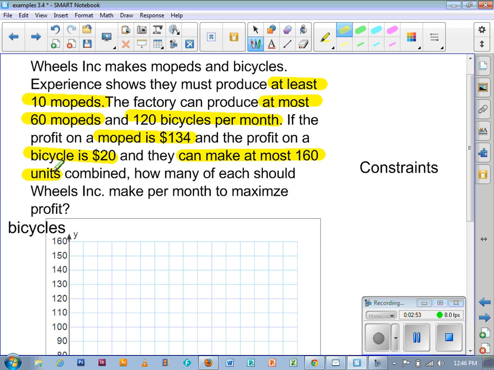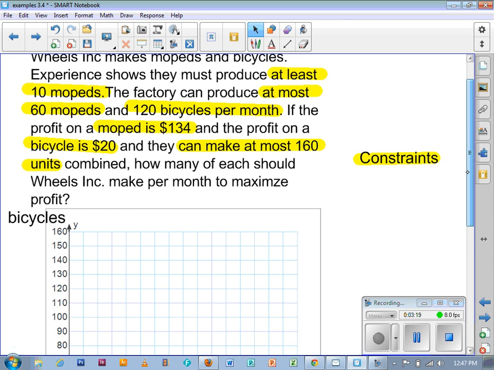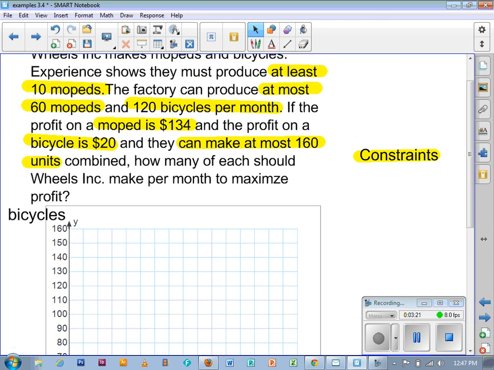So what we're going to do here is try to come up with what we call constraints with linear programming. This simply means that there are limits within this particular problem, and we need to find out what they are, and we're going to express those limits, and they're called constraints. We're going to express those constraints as inequalities. So let's start with this first constraint that we came up with, and I'm going to scroll this down a little bit. One of the constraints that we have is the number of mopeds.